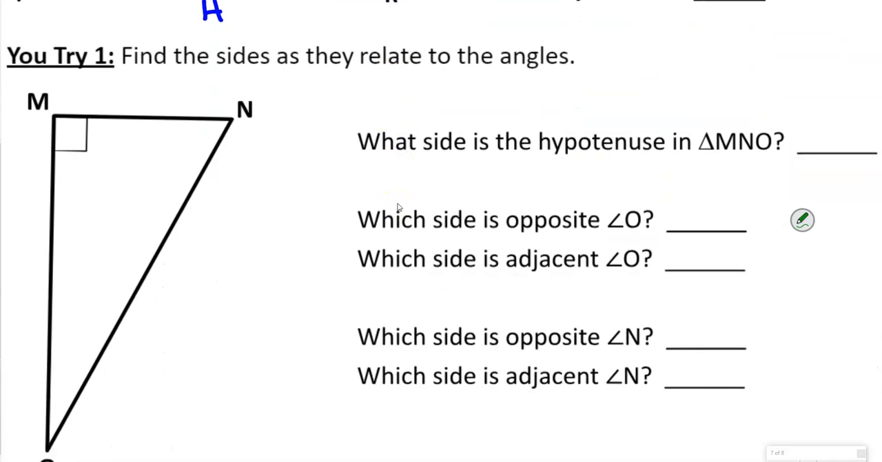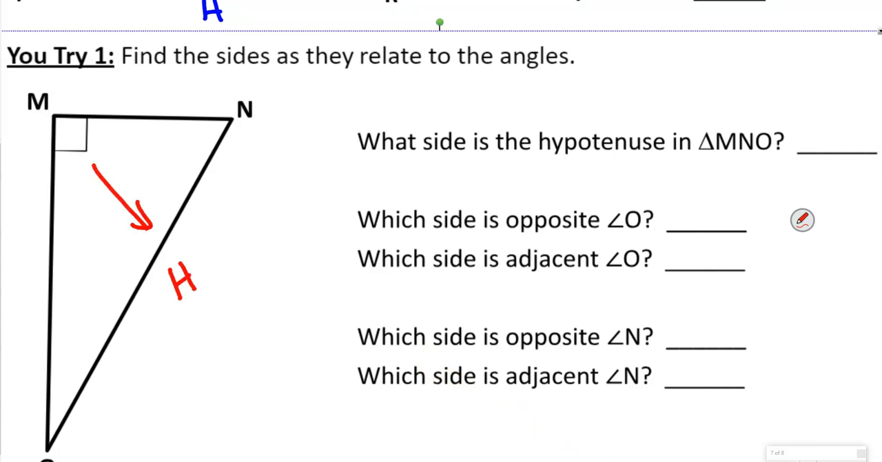Then I want you guys to do this one all by yourself. Again, just a little more practice, okay? So go ahead and do this one, and come back to me when you're done. Hypotenuse. Right there, right, y'all? So that's NO.